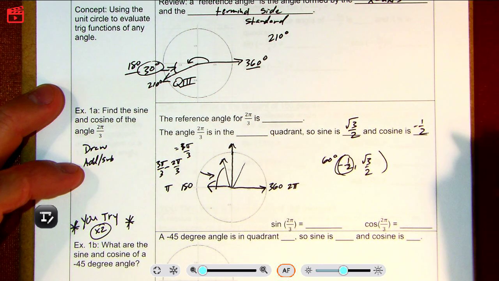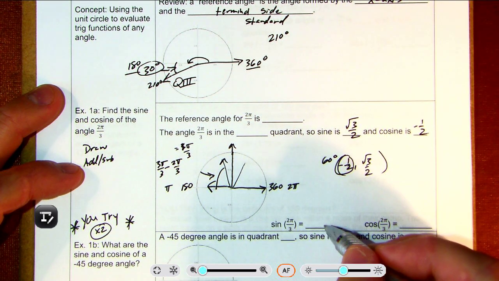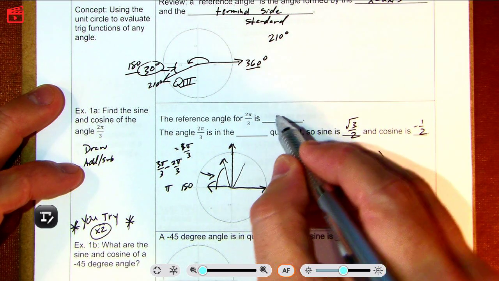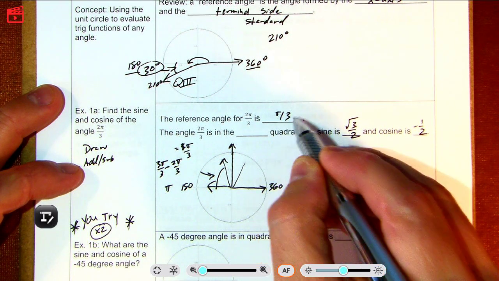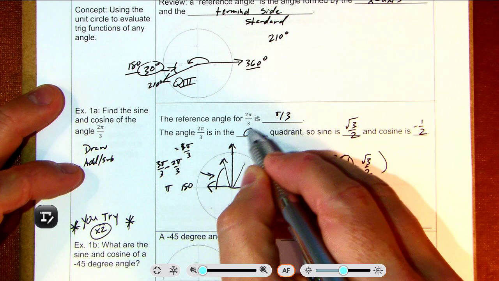Okay? Oh, I guess the answer should have been down here. The reference angle for 2 pi over 3 is pi over 3, and it's in quadrant 2.